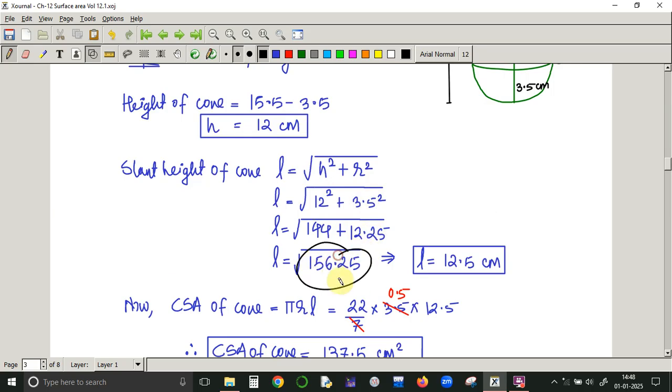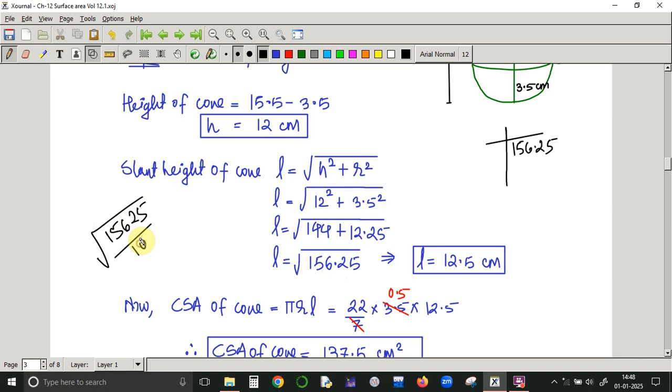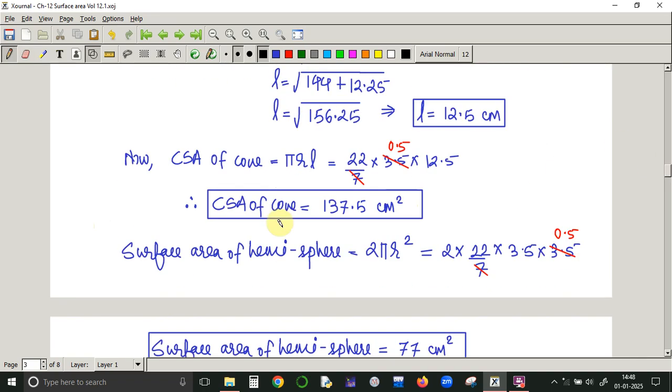Now we have to solve this, okay? Do long division to find the value of the square root. You will be getting 12.5. Or you can factorize the value inside it. To make it easy, you can write it as this upon 100 and start factorizing. Whichever method is comfortable for you, please do it quickly and get the value 12.5. This is the slant height.